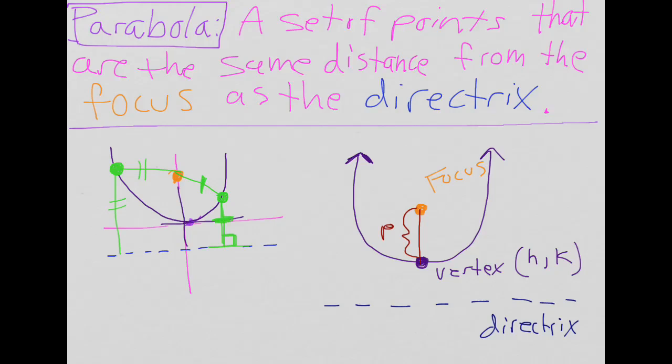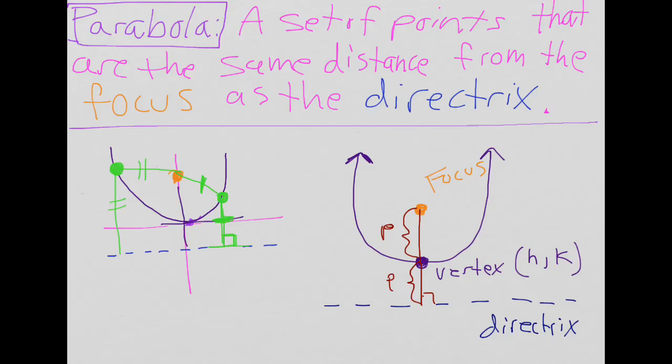Now, if you think about the definition, if you choose a point, any point on your parabola, the distance from that point to the focus must be the same as the distance from that point to the directrix. So, if we draw a line straight down like that, that distance also has to be p, because those two lengths have to be exactly the same.